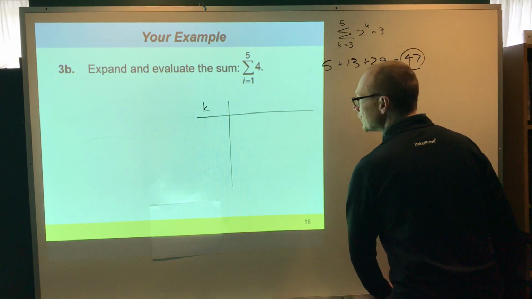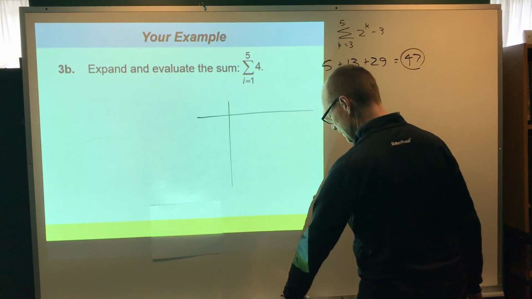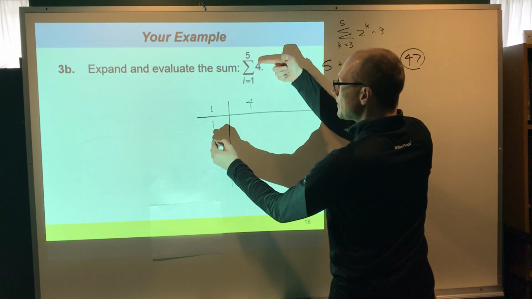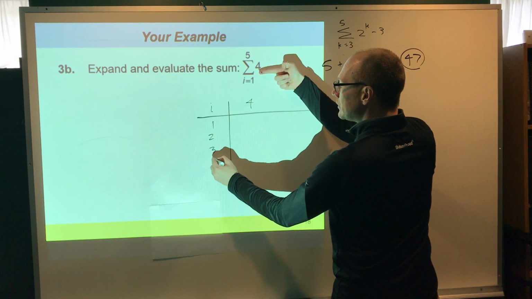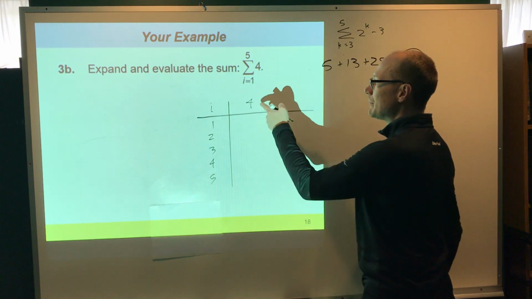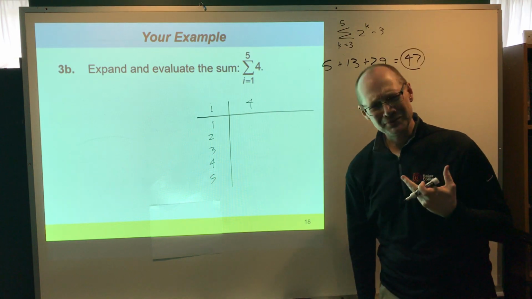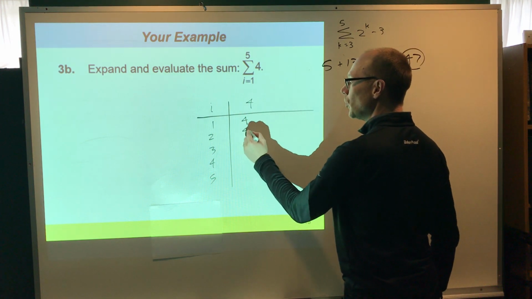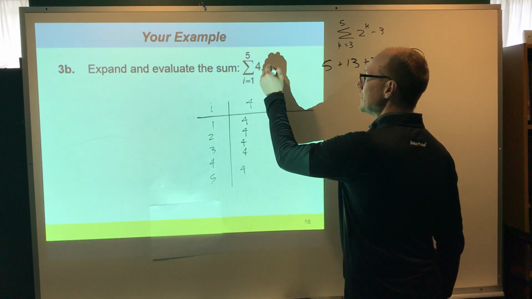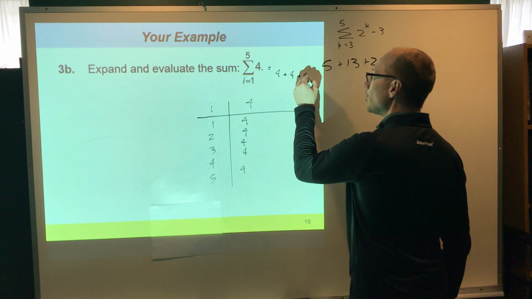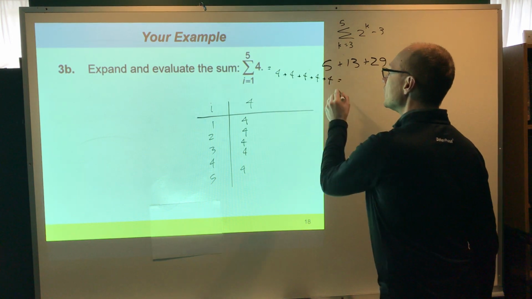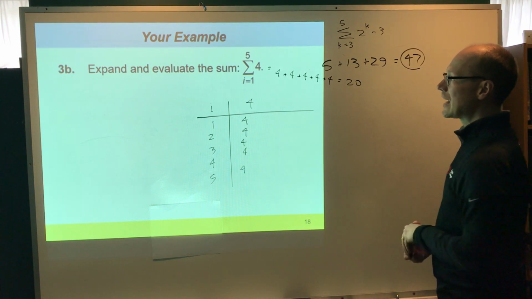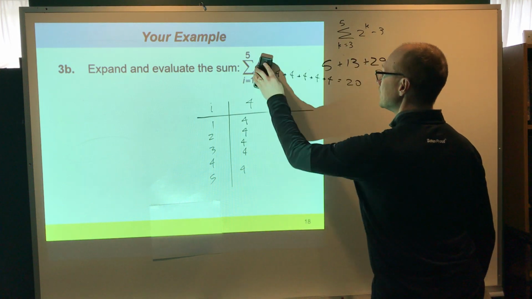What about this? This is I, and this is 4. So when I equals 1, 2, 3, 4, 5, stop. And now my rule says 4. Does it say to do anything concerning I? No, it just says 4. So just 4, 4, 4, 4, 4. Kind of lame. We end up getting 4 plus 4 plus 4 plus 4 plus 4. 5 4s makes 20. Our answer ends up being 20. So that's how a very simple rule could end up looking.